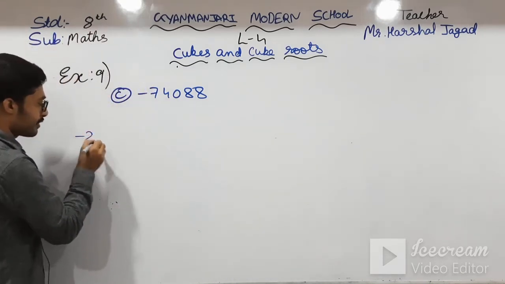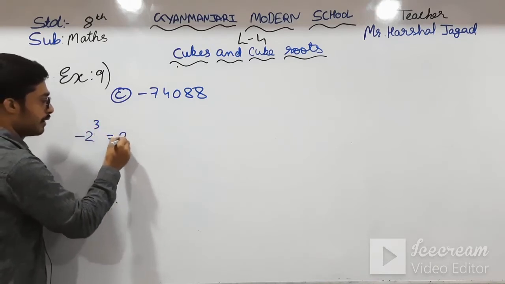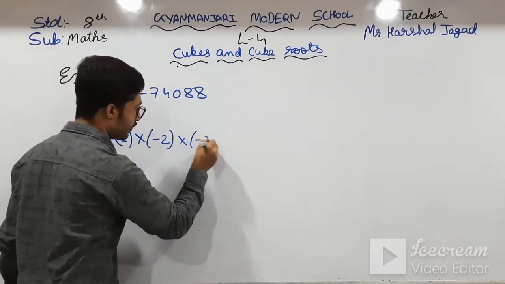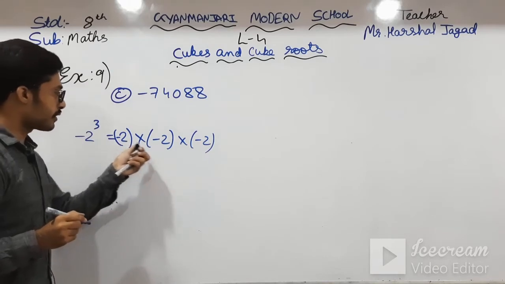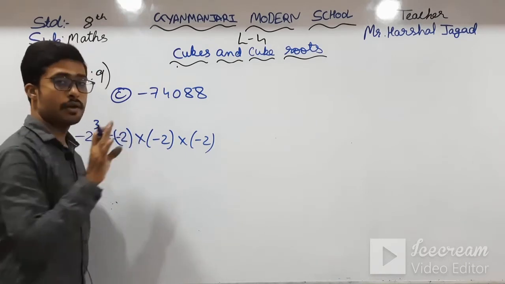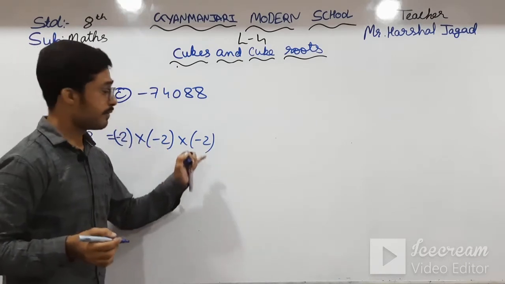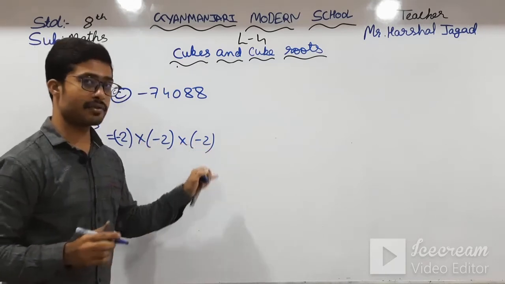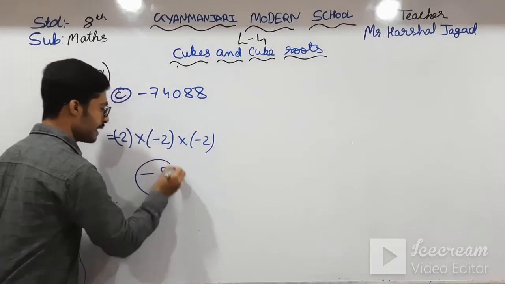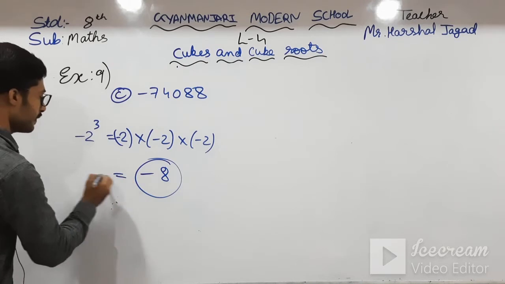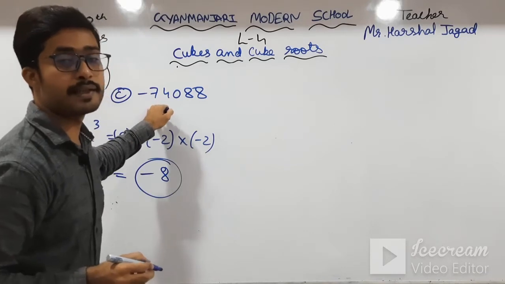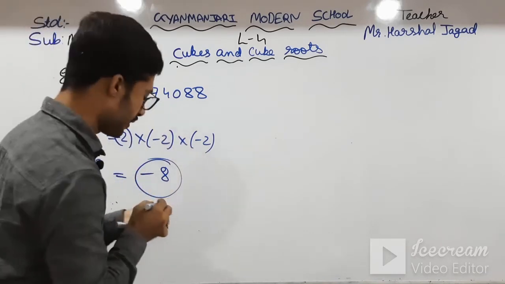If I take minus 2 cube, then minus 2 into minus 2 into minus 2. First of all, minus 2 into minus 2, that is 4. But minus minus plus, that is plus 4. Then plus 4 into minus 2, that is 4 2s are 8, but with minus, minus 8. Okay students, so the minus 2 cube is minus 8. So here there is a minus, then what will happen? Its cube root also will be minus.